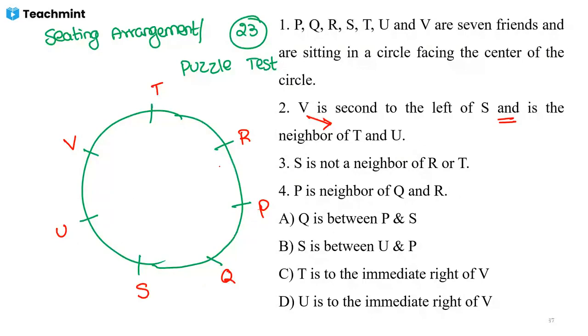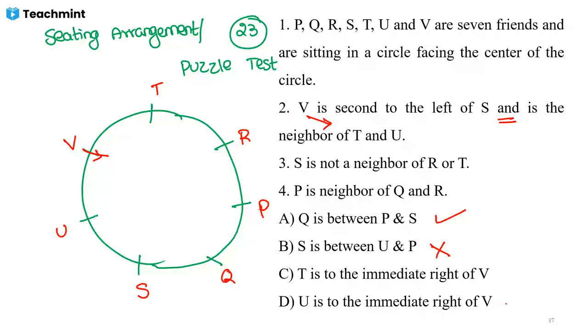Now question, which is correct, my dear friends? Which among the statements is correct? Q is between P and S. Correct. S is between U and P. Between means exactly in the middle. T is immediate right of V. No, when you are facing towards the center, this is right side. U is immediate right of V.